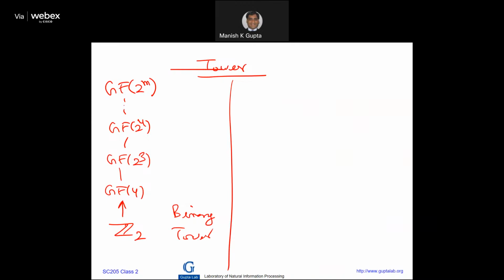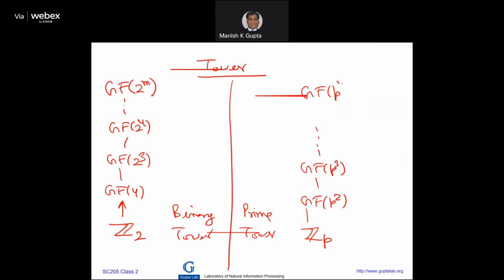Now, the second thing is that this is for 2. Then we have a similar prime tower. So here we have integers modulo p, then we have GF(p squared), GF(p cubed), and so on, GF(p raised to the power m). So q is equal to p raised to the power m. If there is a field with q number of elements, q has to be a prime power. I hope you can understand.